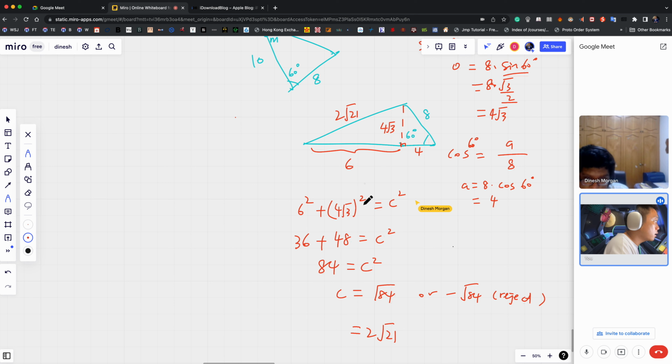2 square root 21, and then you can use the sine rule already, right? So sine 60 over 2 square root 21 is equal to sine m over 8, because they want to find m here. So that's how you can find m if you don't want to use the cosine rule.